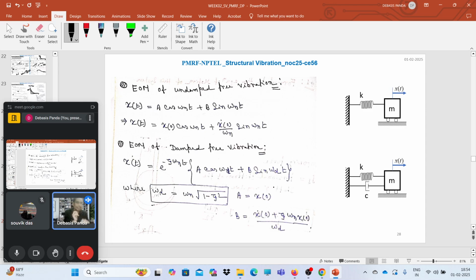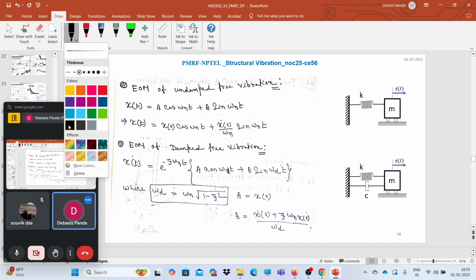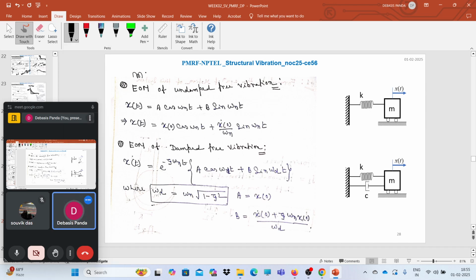So till now, what we have discussed: we have derived the equation of motion for the undamped free vibration case where damping is not present. The equation of motion was m x double dot t plus k x t equals 0, and we solved the equation and found the solution for the displacement. So this is the displacement response of the undamped free vibration case.